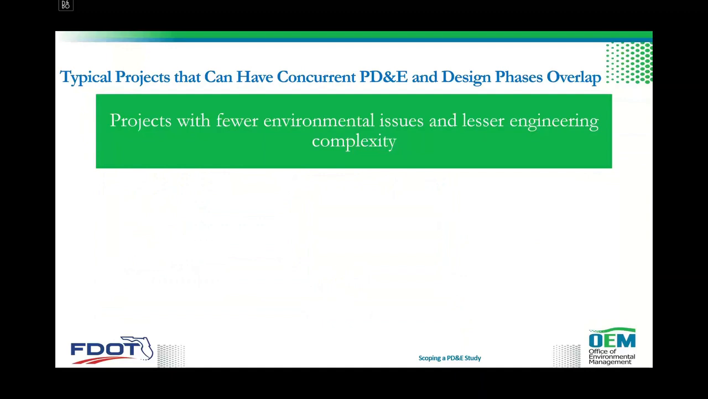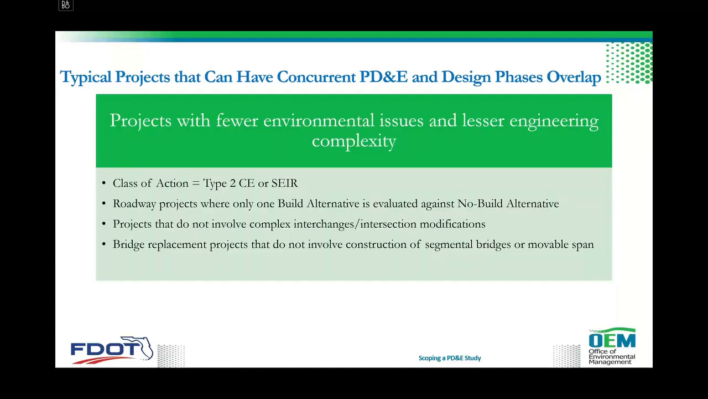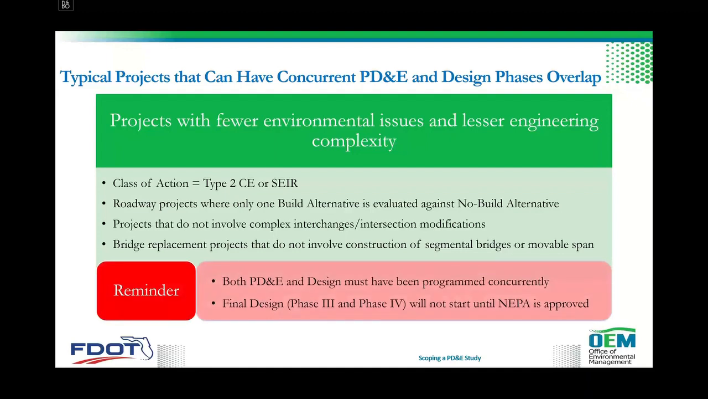Okay, so projects that have fewer environmental issues and lesser engineering complexities are good candidates for overlapping PD&E and design phases. For example, class of actions would be the Type 2 CEs or SEERs, roadway projects where only one build alternative is evaluated against the no build, projects that do not involve interchanges, intersections, or intersection modifications, and bridge replacement projects that do not involve construction of segmental bridges or movable spans. So just one-to-one, right? A reminder would be that both the PD&E and design must have been programmed concurrently, and that the final design, being phases 3 and 4, will not start until NEPA is approved.